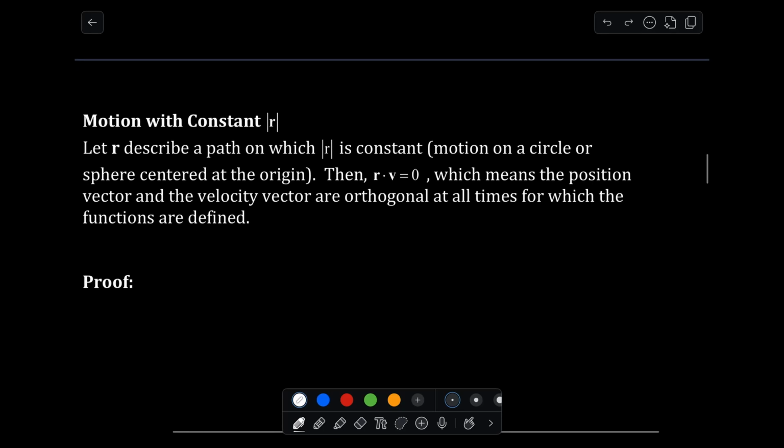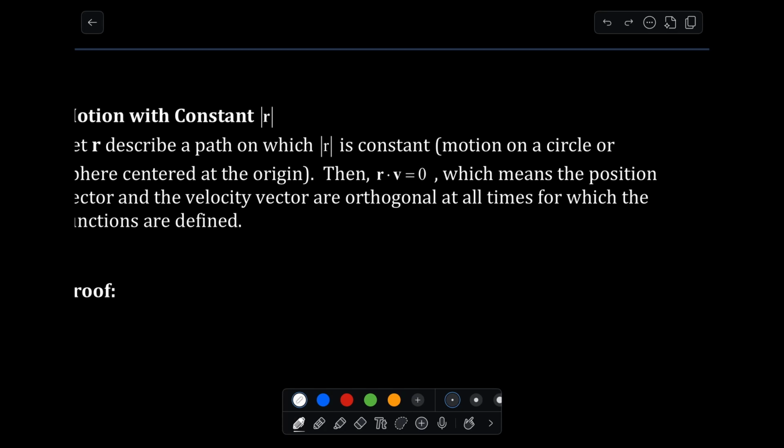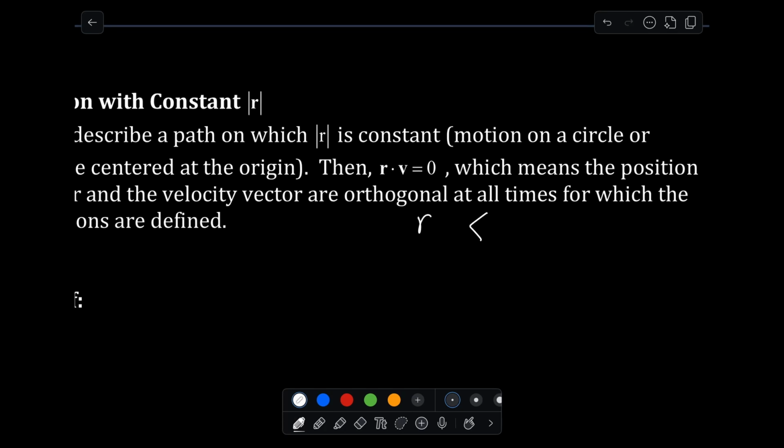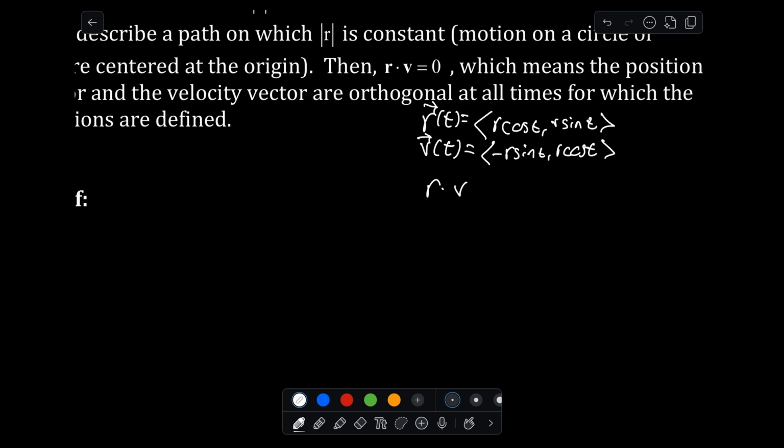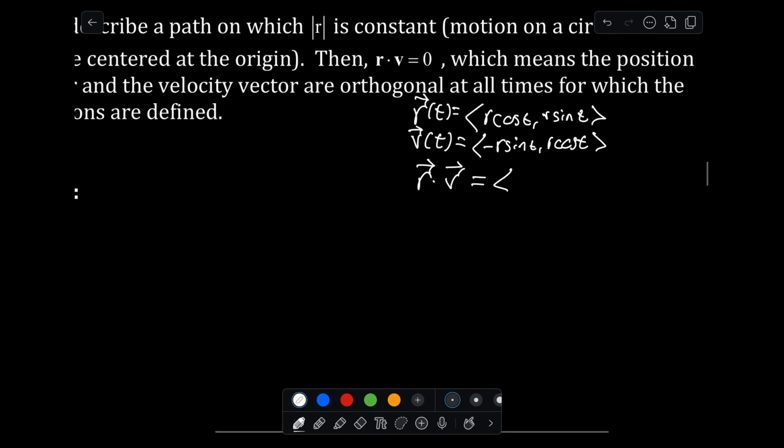So what we would have to do is take the dot product of these two vectors, because the position and velocity are two separate vectors that we can dot and see the angle between them for circular motion. Let's just say we have our r of t equals some r cosine t, r sine t. This is like a standard one, and this is going to be generalizable to all circular motion. In this case, v is going to be r negative sine t, r cosine t, and we do r dot v equals this.